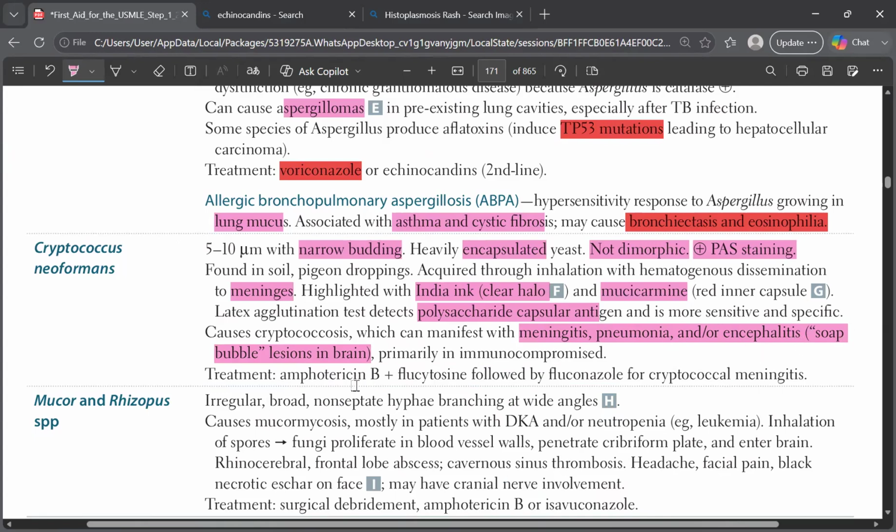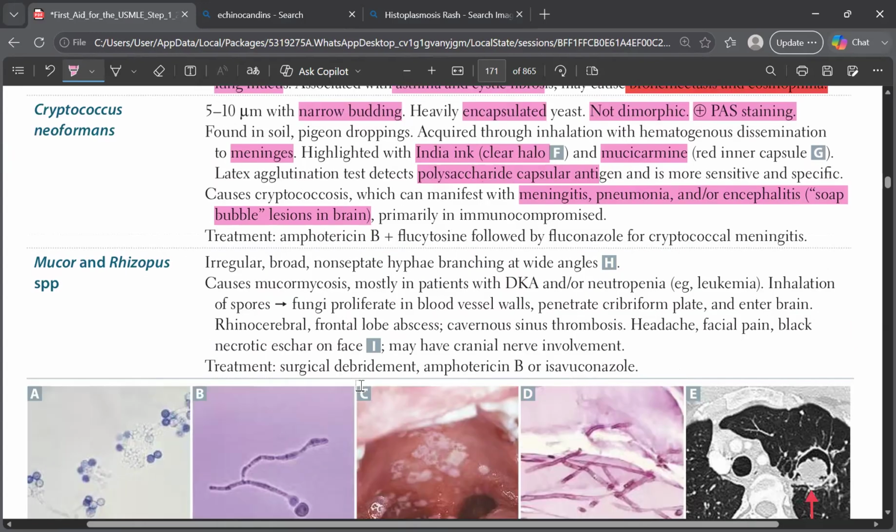It is treated again with amphotericin B plus flucytosine, which is followed by fluconazole for cryptococcal meningitis. The order is important. First is amphotericin B, and then flucytosine, which is followed by fluconazole for cryptococcal meningitis.